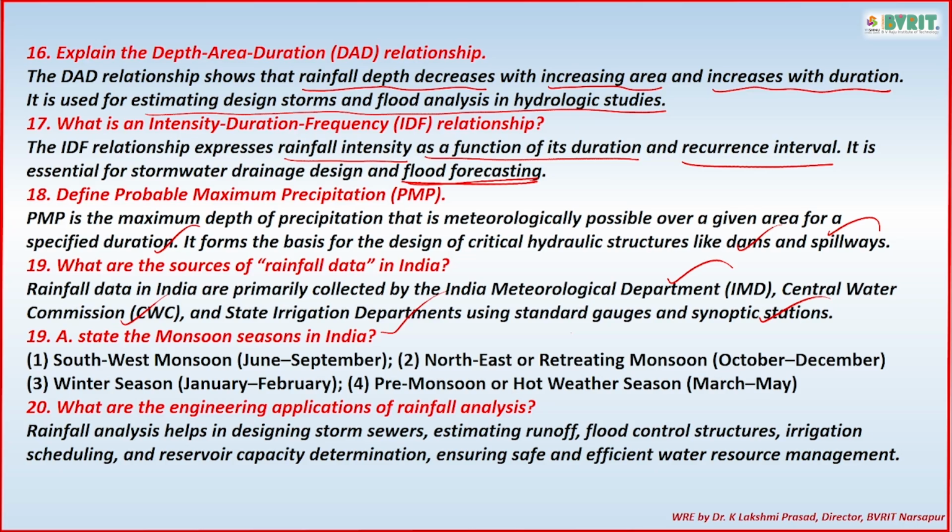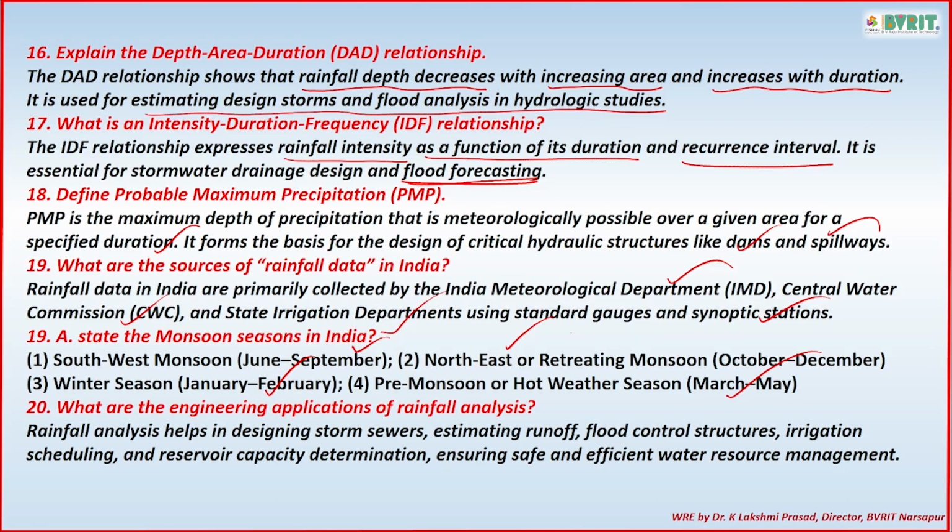State the monsoon seasons in India. The southwest monsoon is from June to September, whereas the northeast monsoon is from October to December. The winter season is January and February, and the pre-monsoon or hot weather season is March to May.